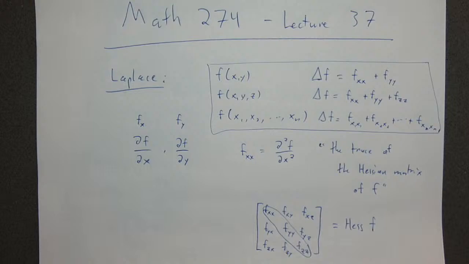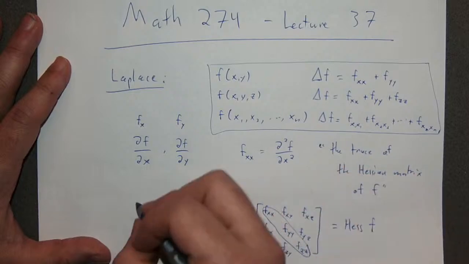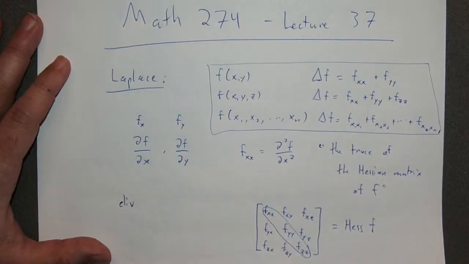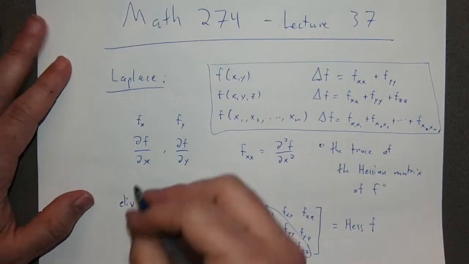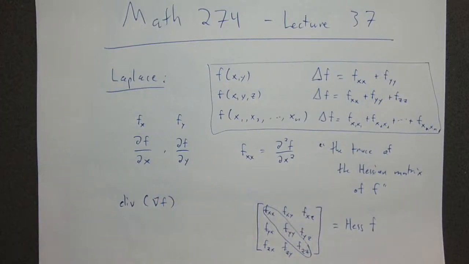There is yet another way of thinking about this. This is also the divergence of the gradient. Okay, so if you recall your vector calculus at the end of Calc 3, this is a divergence of the gradient of F. So a number of ways of thinking about this.